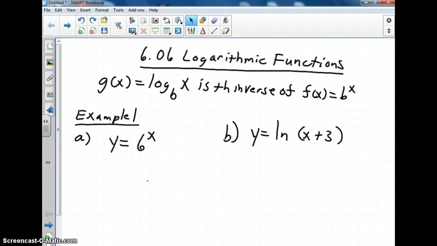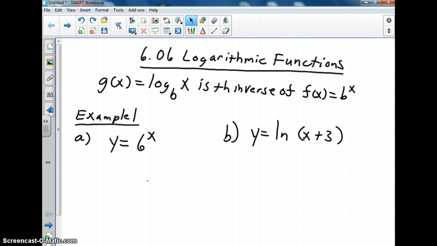Yesterday we talked about this, that a logarithmic function and an exponential function are inverses of each other. Now this is what you're really going to use starting today. So it's really, the presentation is real simple. It says to you here, g of x is equal to log base b of x, and that is the inverse of f of x equals b to the x, right? Okay, so this is simple.